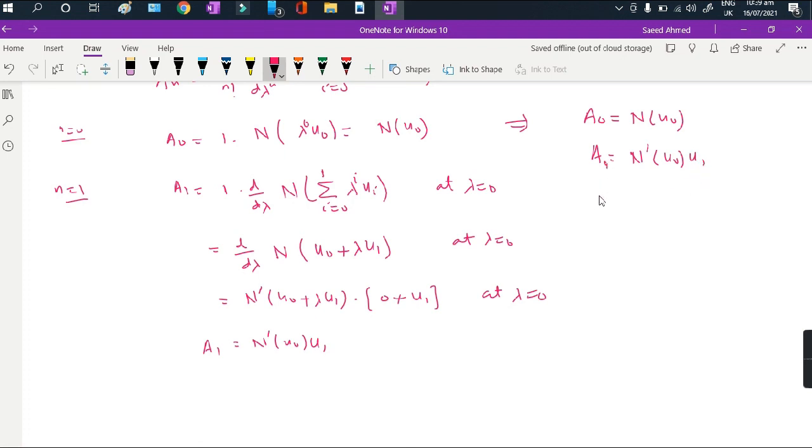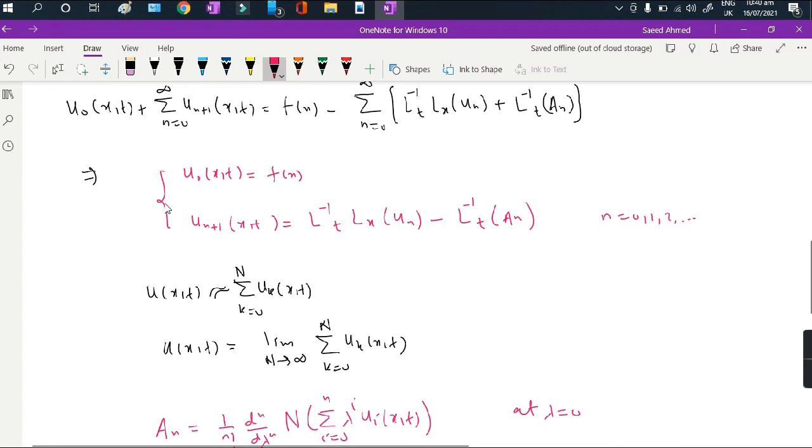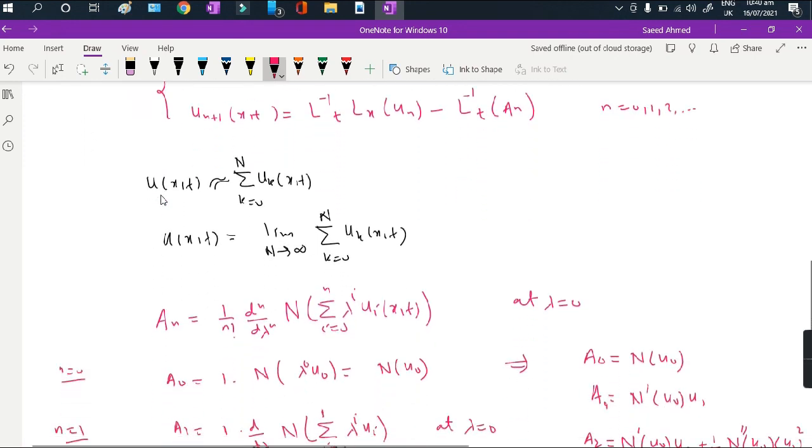In the same way we can find A_2, which will be N prime of u_0 into u_2 plus 1 by 2 N double prime of u_0 into u_1 squared. You can check that if we take n equal to 2 and simplify, plugging in all these values, you'll get this term. So you can have the second Adomian polynomial where N of u is the given nonlinear term, and you can plug it in here, and you will have u_0, u_1, and you can get A_2. In this way we can get a few Adomian polynomials because we need them while we solve these equations. So this is how we'll get the solution of our partial differential equation.